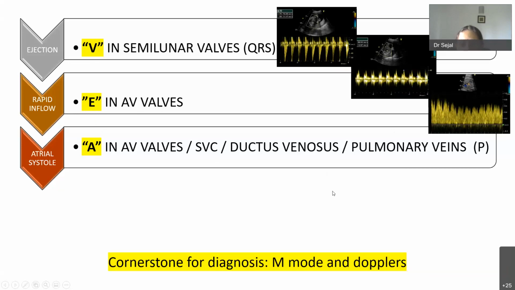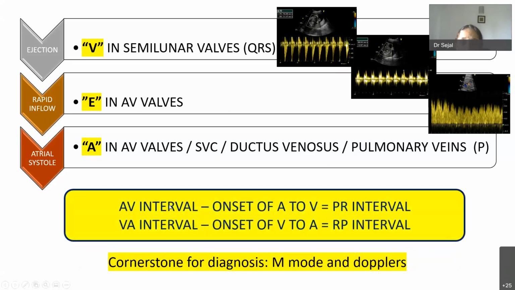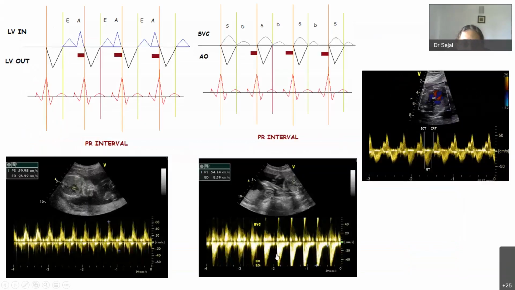And remember, the cornerstone for diagnosis of rhythm abnormality in fetal life is usually M mode and Dopplers. There is a way for us to pick up the PR interval, which is a crucial component in picking up first degree heart blocks, and also the PR and the RP interval, which are used for differentiating types of tachyarrhythmias. And we will see this in detail. However, this is just a glimpse of it.